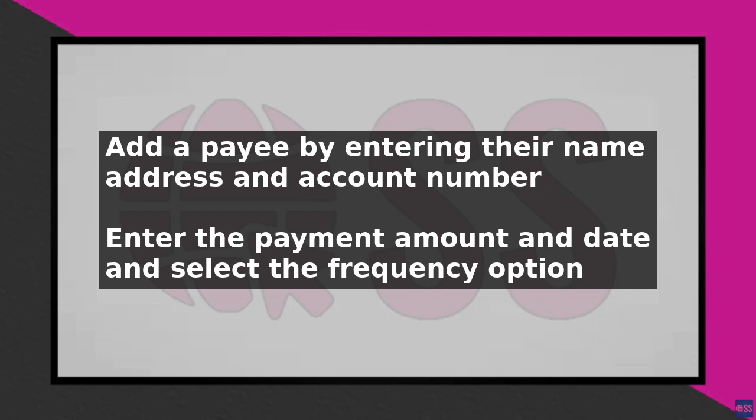To set up recurring payments, go to the Payee's Details page and click on the Edit option. Select the Recurring Payment option and choose the frequency and duration of the payments. You can also set up payment reminders to notify you when a payment is due.